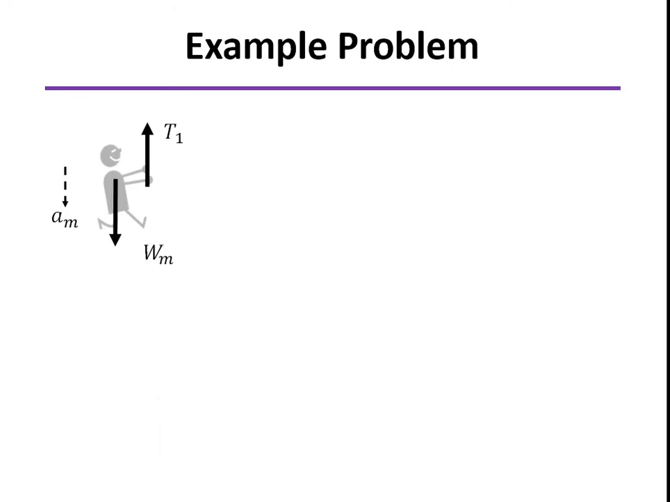Well, we take the free body diagram of the man, and we can see that we've got a tension force acting up, the weight acting down, and we set that equal to the mass times acceleration, knowing that in this case the acceleration of the man is downward, so the negative sign.